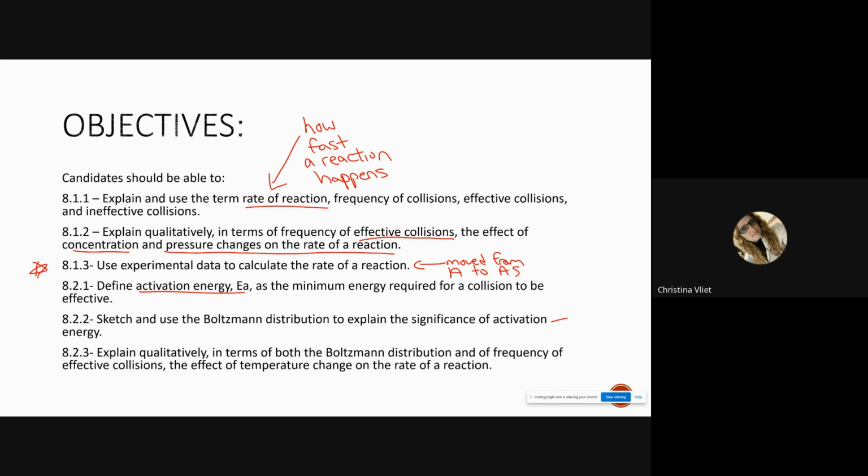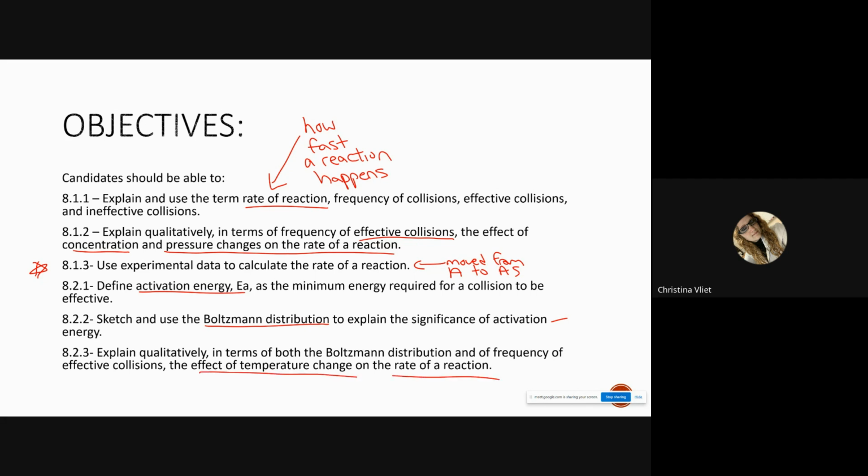Sketch and use a Boltzmann distribution. Has anybody ever heard of a normal distribution in mathematics? Anybody taking probability and statistics? We'll be looking at a distribution today to explain the significance of activation energy. If you don't know what that is, I'll be teaching it. But it is a concept from math. And then finally, explain in terms of the Boltzmann distribution and frequency of collisions what the effect of the temperature change is on the rate of the reaction.